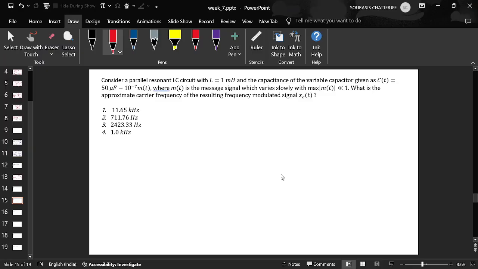Okay, so we have a parallel resonant LC circuit. The inductor value is given as 1 mH and the capacitance is 50 microfarad minus 10 to the power minus 7 mt. So it's a variable capacitor, where mt is a message signal which varies slowly and the maximum value of the message signal is much less than 1. So what should be the approximate carrier frequency of the resulting frequency modulated signal xt?